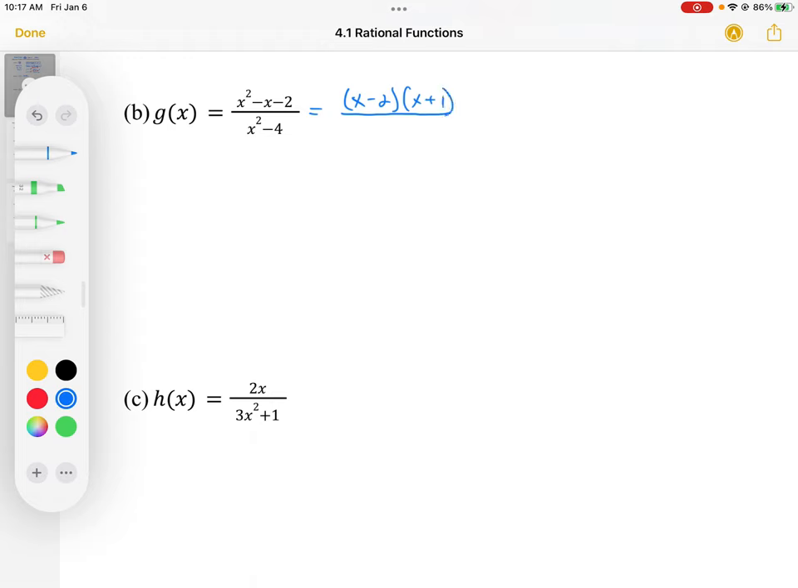You can check your outers and inners to make sure that works. And then the denominator is a difference of two squares, which can be factored as x plus 2 times x minus 2. So, excuse me. So, our denominator cannot equal 0. Our denominator here is x squared minus 4. That cannot equal 0. I've just factored that.